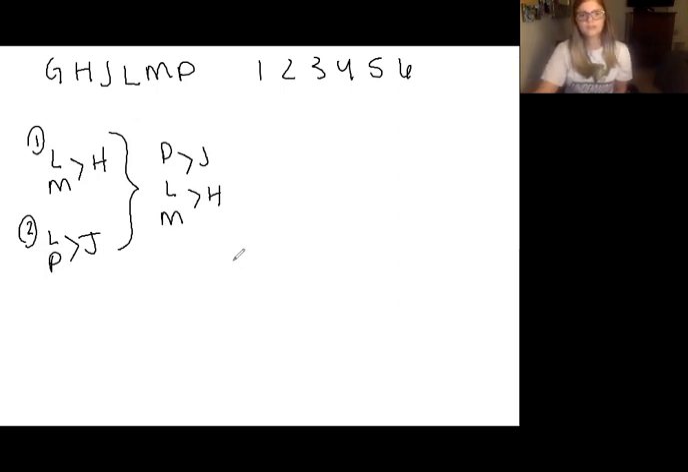The third rule says if M appears earlier than P, then H appears earlier than G. So I either have M appearing earlier than P, or I have P appearing earlier than M. It's going to be one or the other because they have to go in some sequence, and this is only restricting me to when M appears earlier than P. So I'm actually going to make a copy.